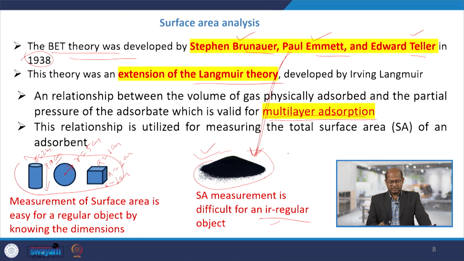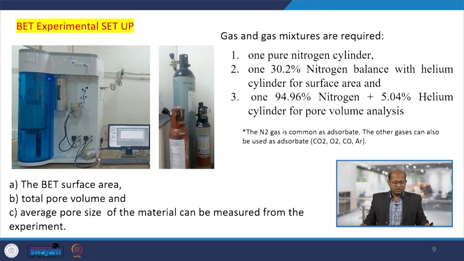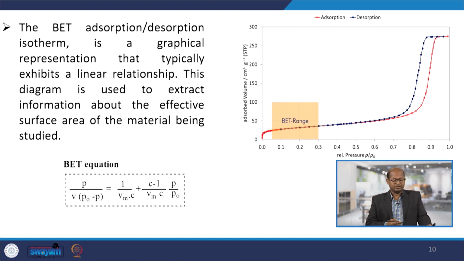So, in that case we can find out the surface area, we can find out the pore size, and the pore volume also. So, these are the things we can easily find out with the help of these techniques, or BET surface area analysis. So, here is the experimental setup or equipment that we need. With the help of these equipments we can easily find out the BET surface area.